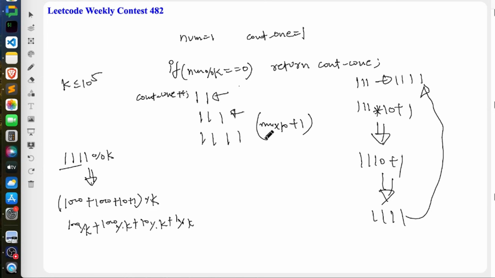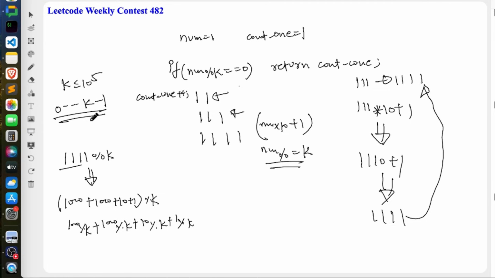And each time we will update num with num modulo equals k. So each time this num would hold the remainder with k, right? Why I'm doing this is because we know k is only up to 10 to the power 5. Since we take the remainder each time, after converting to the next number, that is appending one, I'm taking modulo with k. So the range would be from 0 to k minus 1, and this remainder is going to be from 0 to k minus 1.